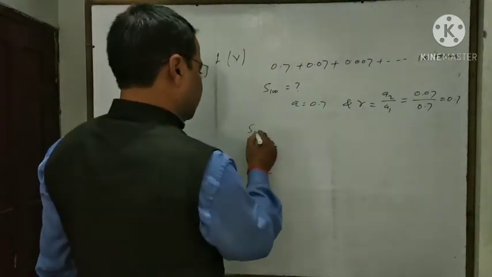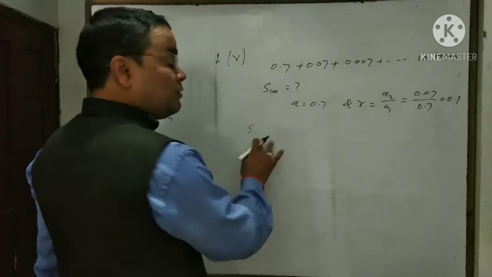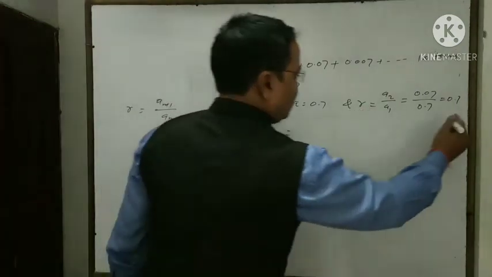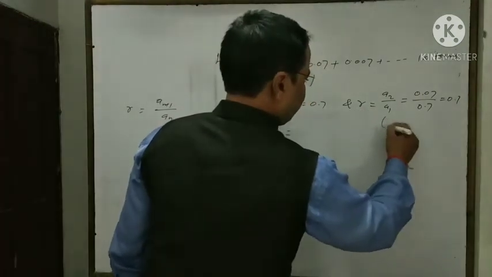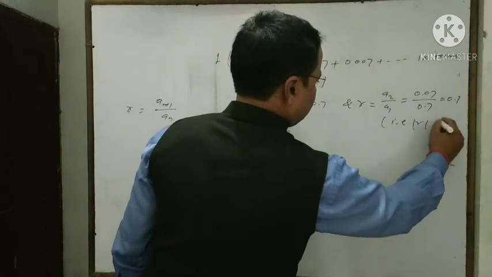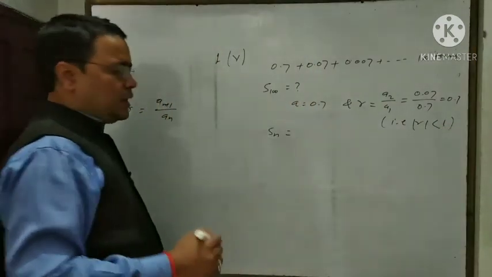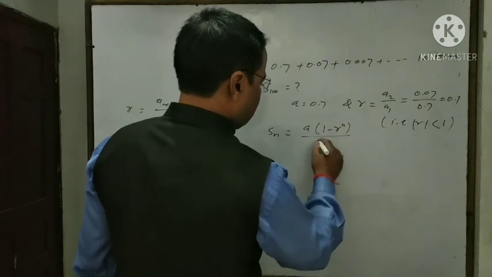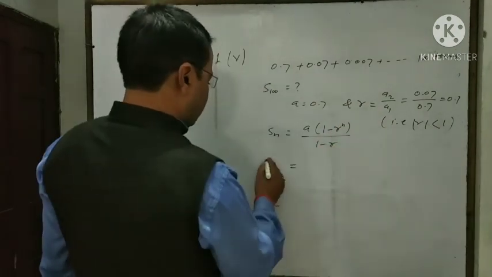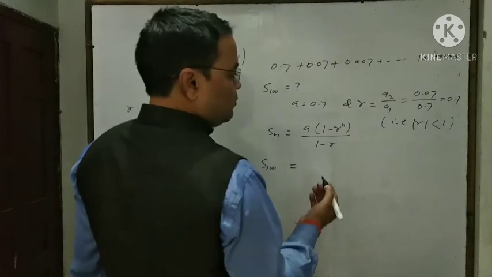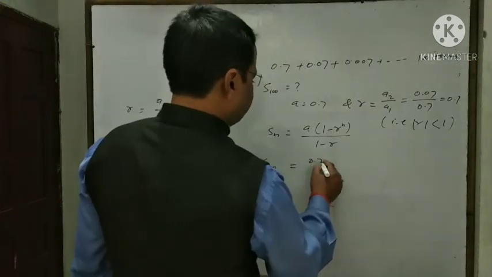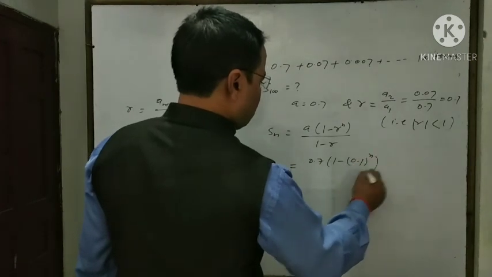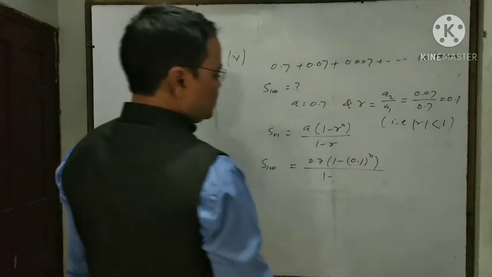Now S100. Now write the formula: Sn is equal to, but here the value of r is less than 1. In that case, which formula do we use? a into 1 minus r to the power n upon 1 minus r. Here S100 is equal to, what is the value of a? That is 0.7, into 1 minus 0.1 raised to the power n upon 1 minus 0.1.